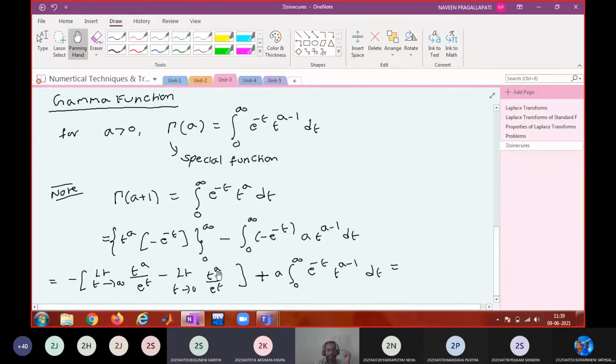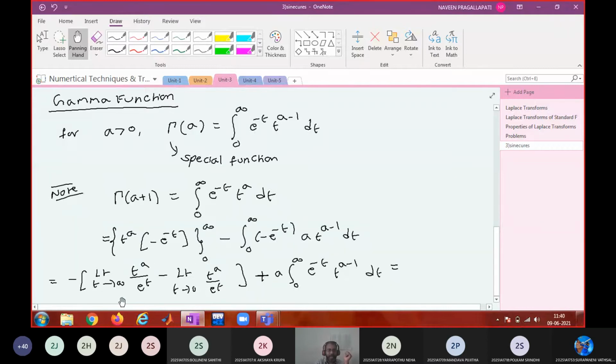As t tends to 0, t power a is finite, and 1 by e power t is a finite value, which is constant. So as t tends to 0, because a is positive, t power a tends to 0. So the lower limit is 0.